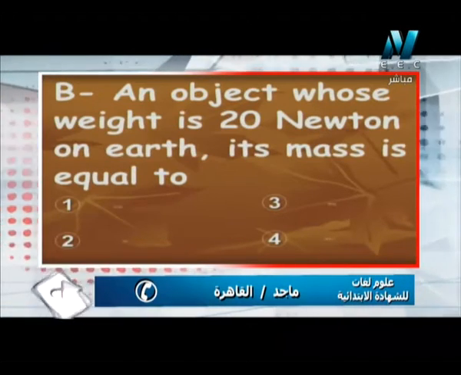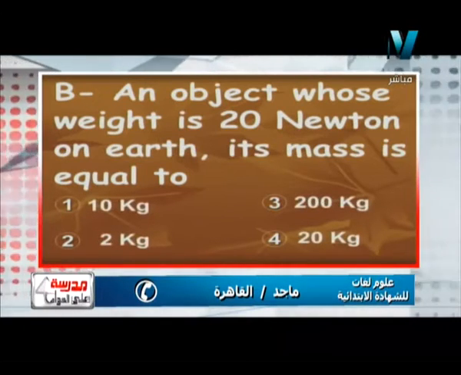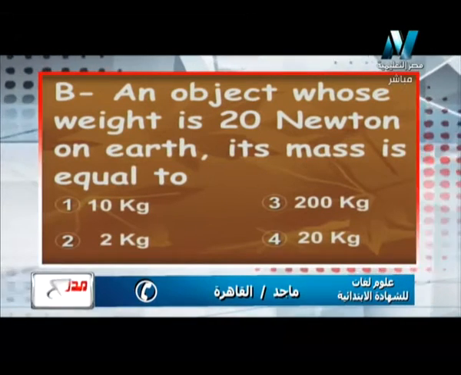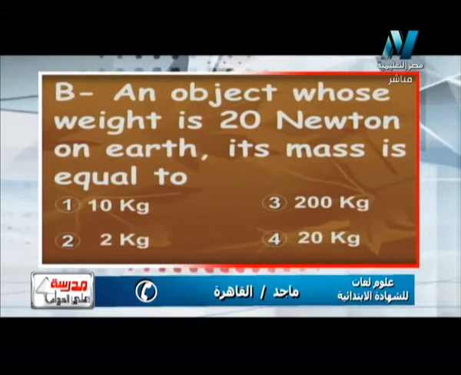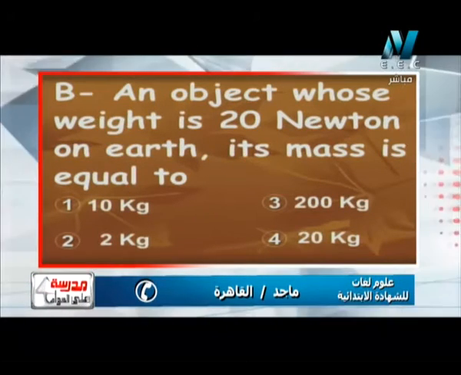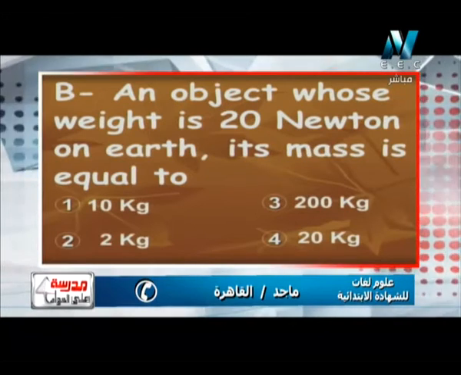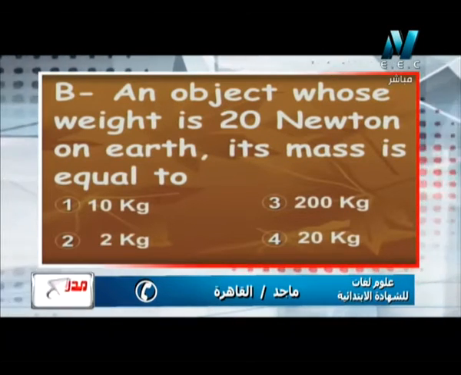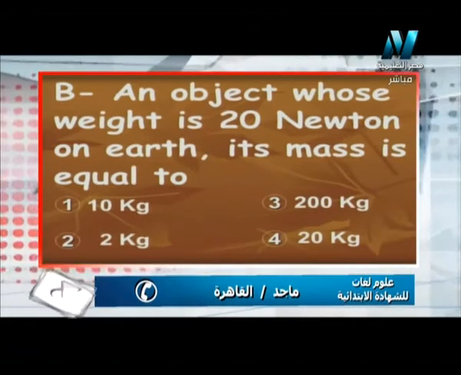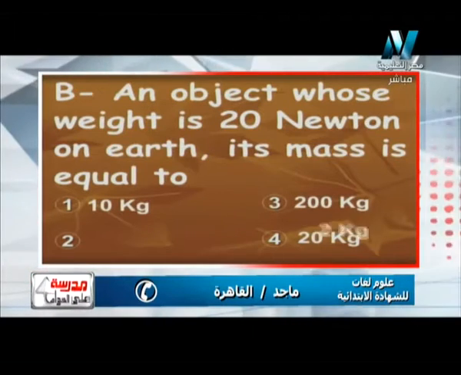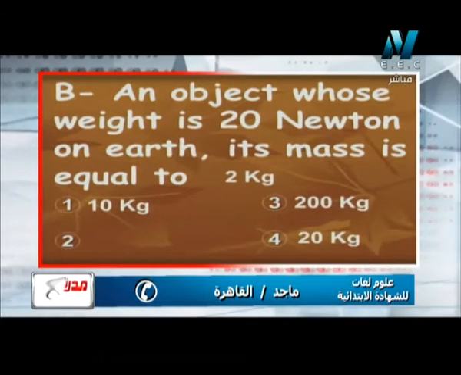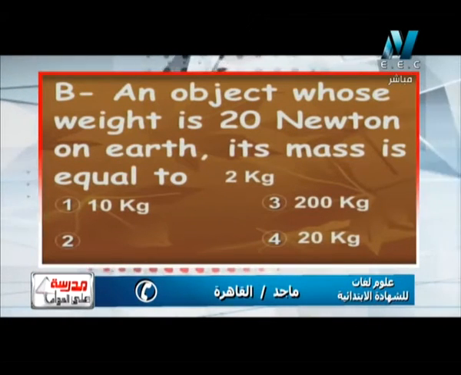Another question, Magid. An object whose weight is 20 Newton on the Earth, its mass equals what? 10 kilogram, 200 kilogram, 2 kilogram, and at last 20 kilogram. 200 kilogram. No, Magid, please concentrate. I have the weight, which is 20 Newton. So when I want the mass, I divide 20 by 10, so it will be 2 kilograms. So the answer, as you said, Magid, is 2 kilograms.